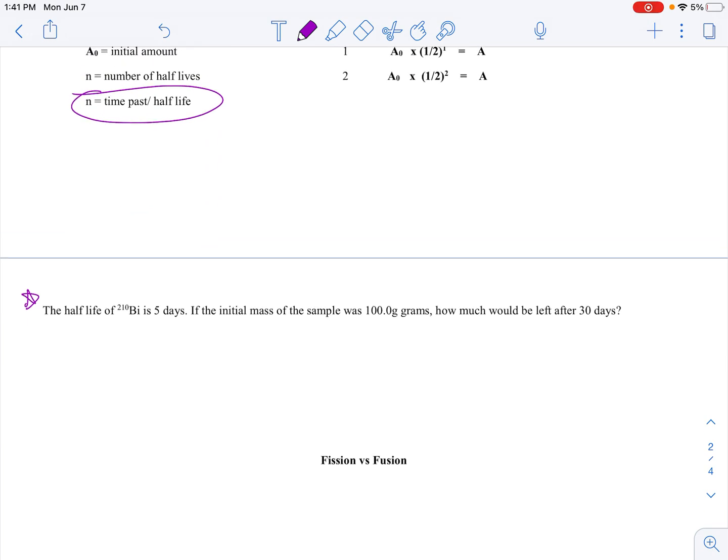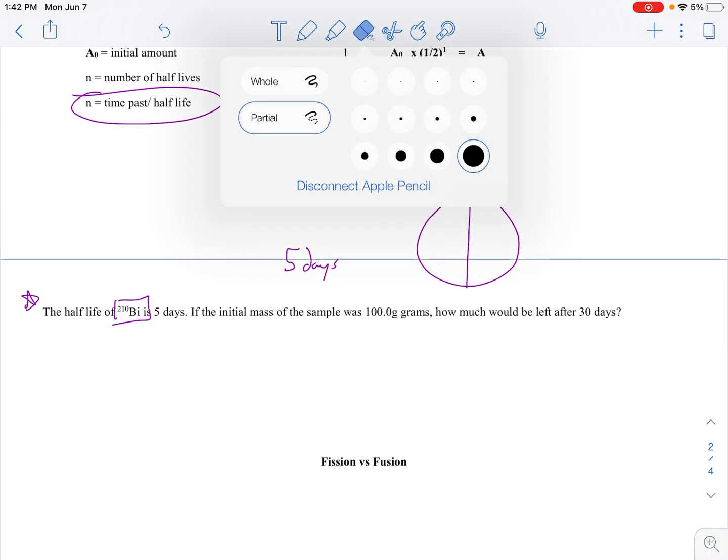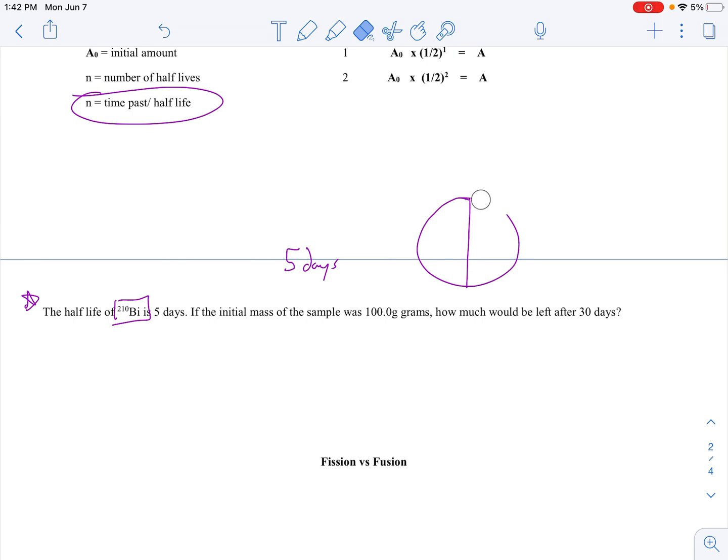So the half-life of this radioisotope right here is 5 days. It means for every 5 days, half of it decays away. So here's my whole amount. In 5 days, half of it decays away into something else, and then we'll left half of it. So that happens every 5 days.